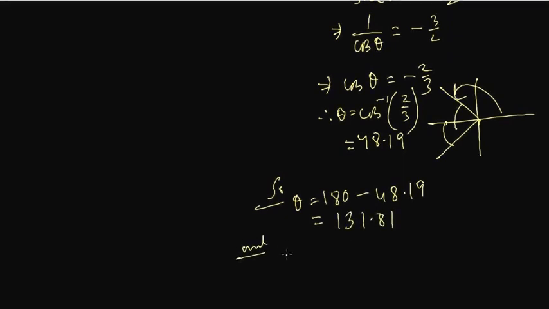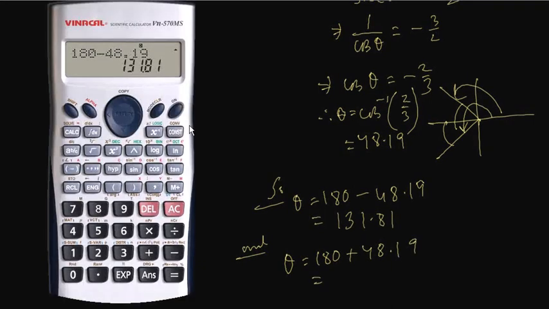and theta equals, for the third quadrant it is 180 plus, so 180 plus 48.19 is going to be 228.19.